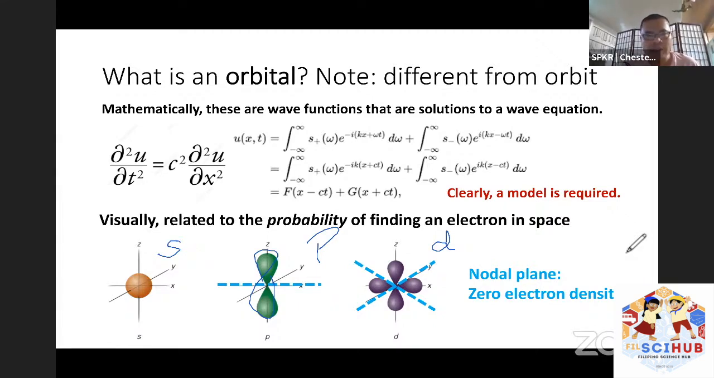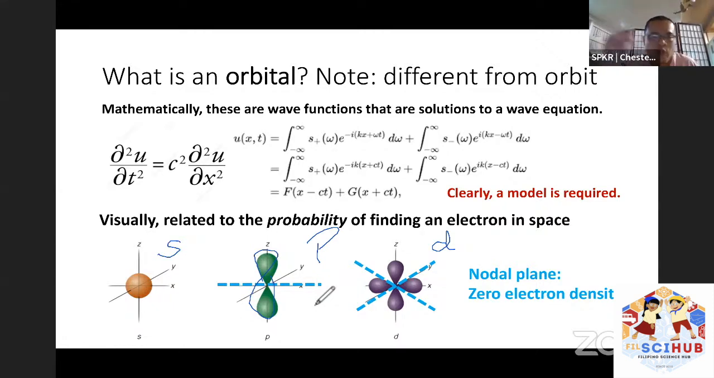And what actually distinguishes them from each other is the nodal plane. Pag sinabi mong nodal plane, this is where you are not going to observe any electron. The probability of finding electrons on the nodes or on the nodal plane is actually zero. Yung P orbital, yung nodal plane niya is nasa gitna. So anong ibig sabihin niyan? Wala kang matatagpuan na electron.